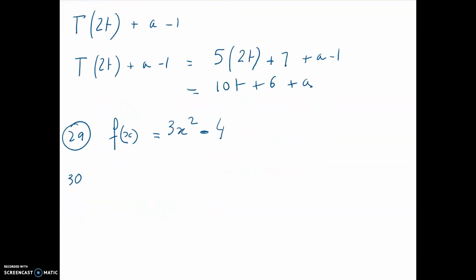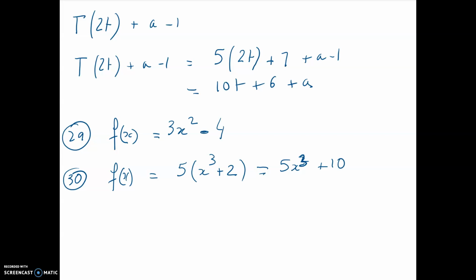Let's try to do problem number 30. Cube the input. So I'm going to write f of x, and cube the input, that means I'm going to have x cubed. Add 2 to this result. So I'm going to add 2. Then multiply the entire result by 5. So I'm going to multiply the entire result by 5. And so now I got 5x cubed plus 10.